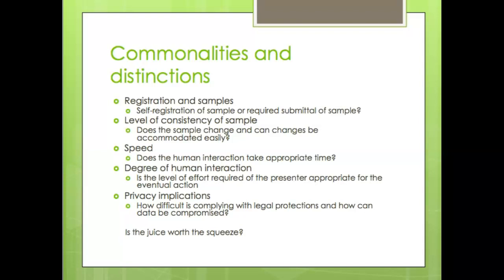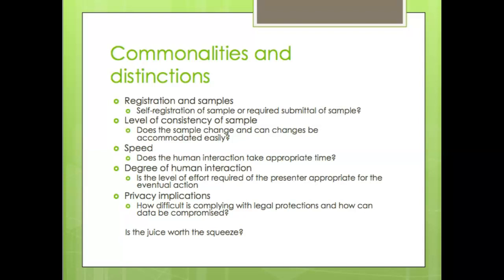The level of consistency, okay? Does the sample change, and can changes be accommodated easily? Think about injuries. Think about winter gear. Think about wearing a hat if you're using facial recognition. There are a lot of things that could interfere with the level of consistency. And can those changes be made? Taking off your hat is pretty easy. Taking off a head dress that you wear for religious purposes is not. So we have to think about the level of consistency and how hard it is to get that level of consistency. You have to think about speed.